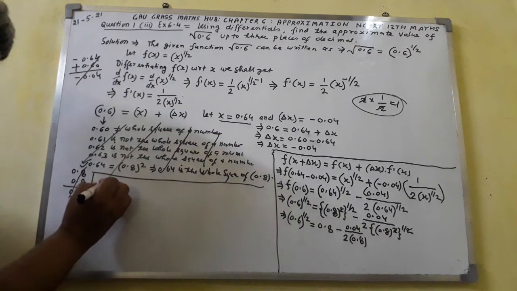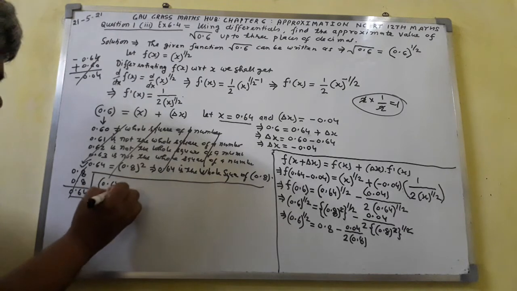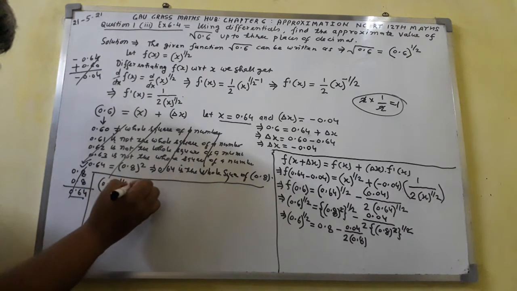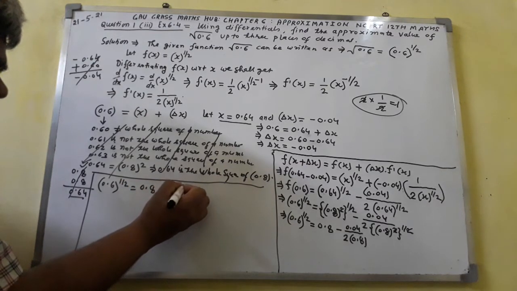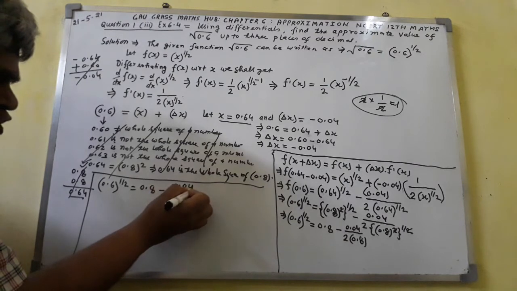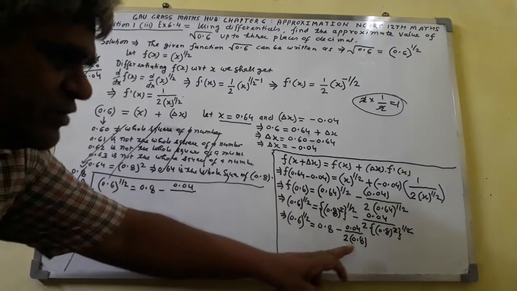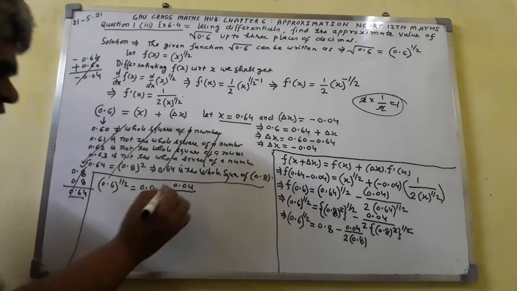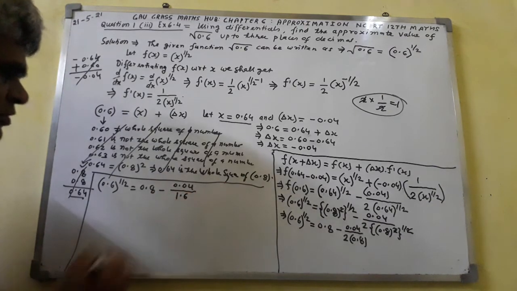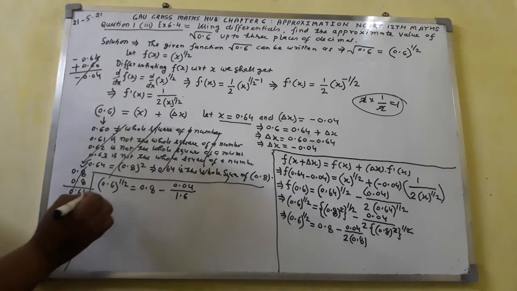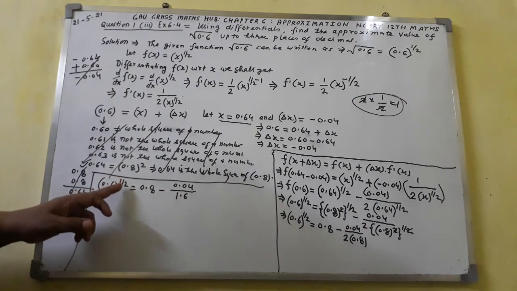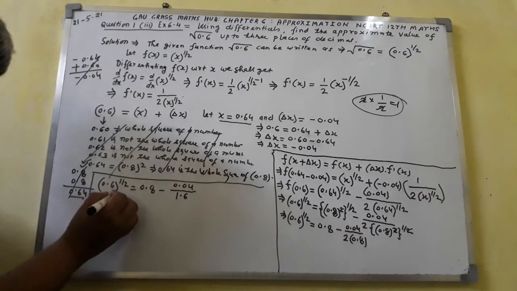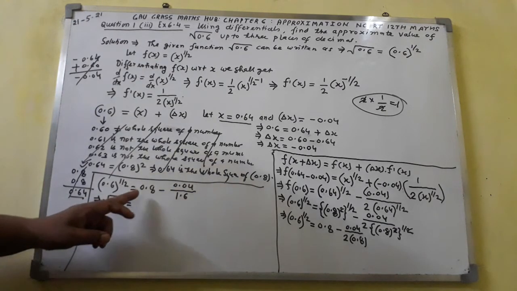So here I shall write 0.6 raised to the power 1 over 2 equal to 0.8 minus 0.04 whole over, here 2 will multiply to 0.8. We will get here 1.6. Now again I shall write here 0.6 raised to the power 1 over 2 can be written as under root 0.6 equal to 0.8.